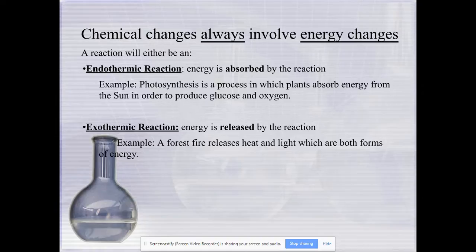And there is a large variety of more types of endothermic and exothermic reactions. For endothermic, say a cold pack, it's taking in the energy. Exothermic reactions, anything that's giving off heat or light is most likely an exothermic reaction.